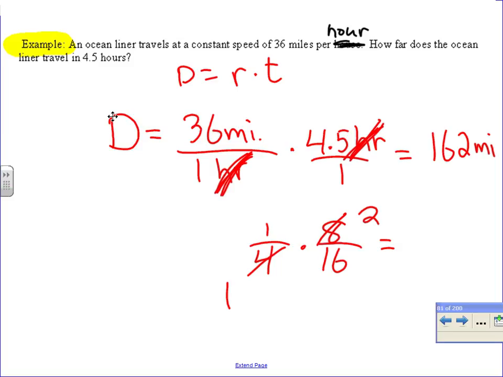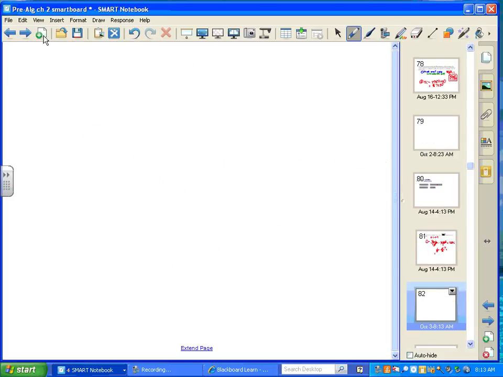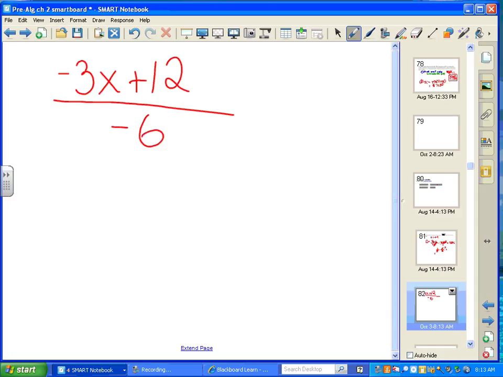I want you guys to write this down and simplify it for me. Either at the top or bottom of your notes, wherever you have room. I'm just jumping around a little bit. Go ahead and simplify this, and then I'm going to have someone answer it for us.